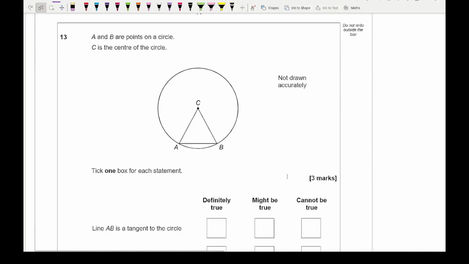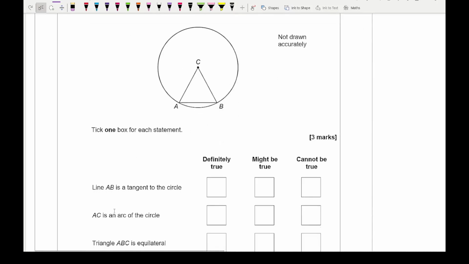Now moving on to question 13, it says A and B are points on a circle. C is the center of the circle, and it says tick one box for each correct statement. So here it says that line AB is a tangent to the circle. Well, the definition of a tangent is a line outside the circle that only touches it once, so that cannot be true. It then says that AC is an arc of the circle.